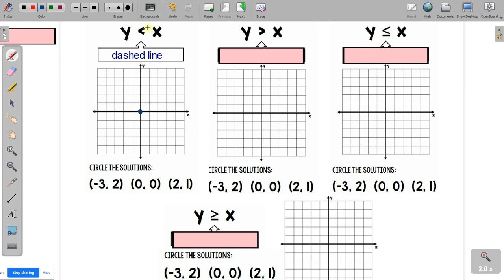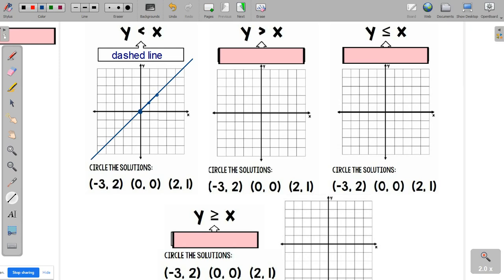And then we have our slope. Our slope here is 1. So rise 1, to the right 1. So now we can draw our line. We are drawing a dashed line.